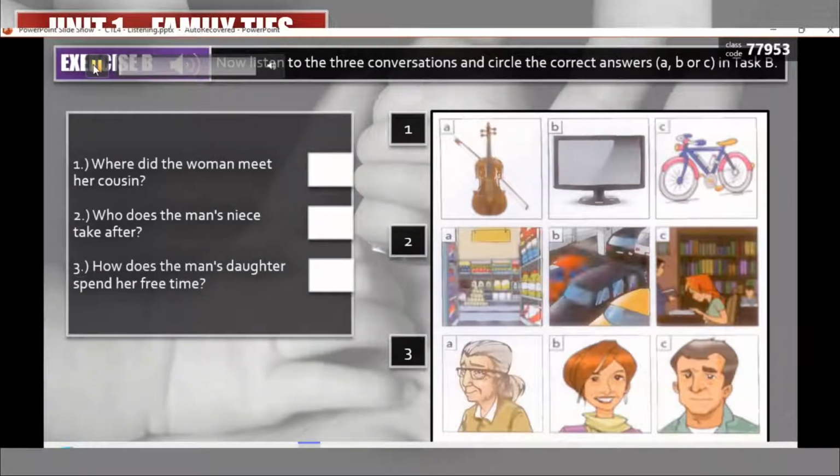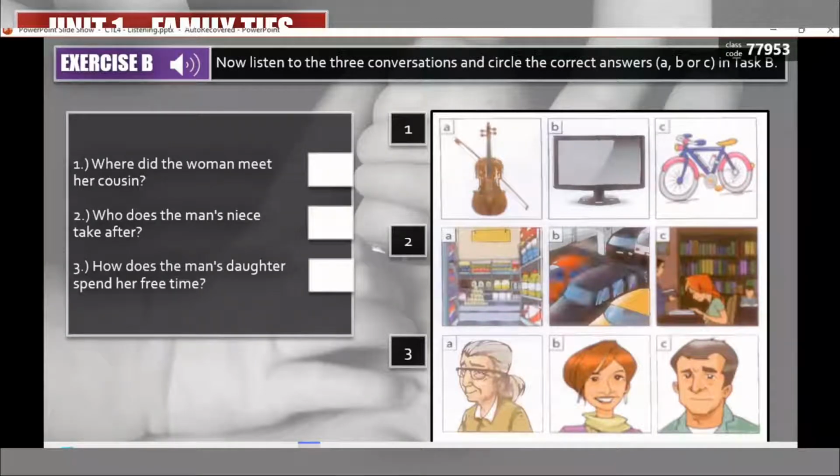Listening, Unit 1, page 10, C. 1. Where did the woman meet her cousin? Did you remember to go to the library yesterday? I did, but I was late because I saw my cousin before I got there. Yes, she told me. She said she met you in the car park on her way to the supermarket. That's right. Of course, she had to show me her new car.